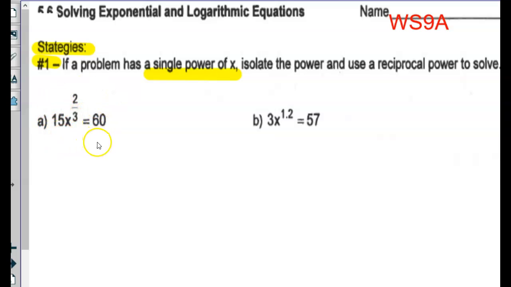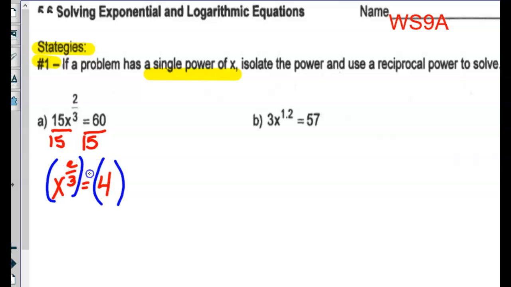What can we do first on A? Divide by the 15. You have to do that first, guys. So we have x to the 2/3 equals 4. And then the second thing we need to do is to get rid of the 2/3 power. We can raise both sides to what power? Yes, 3/2. Because over here, this would be 6/6, if we multiplied those exponents together, which would be just x to the first power.